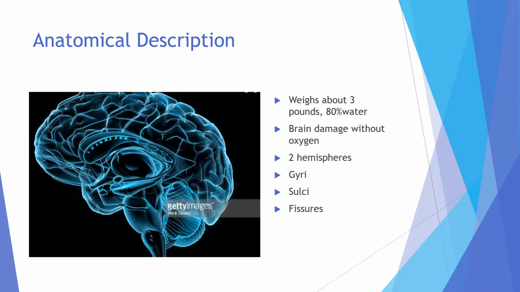This wrinkled appearance is made from something called gyri, and the grooves between the folds are called sulci. The larger the sulci are, they become fissures, which separate the hemispheres and lobes of the brain. The gyri and sulci increase surface area of the brain.